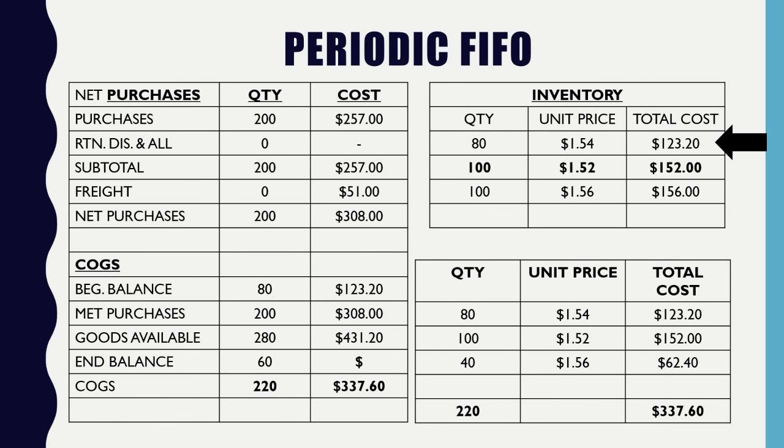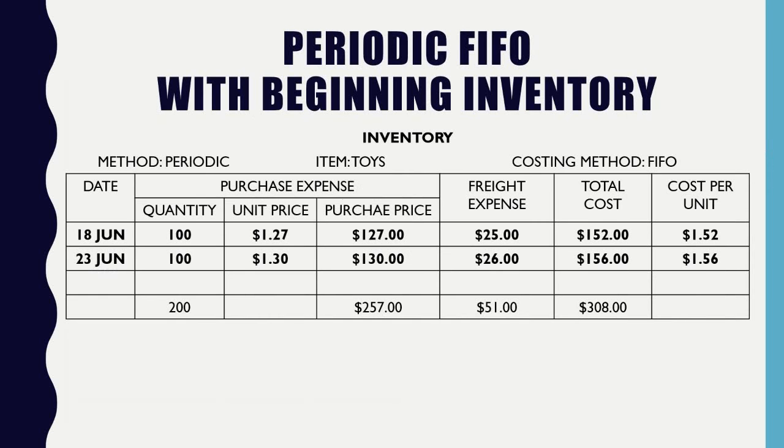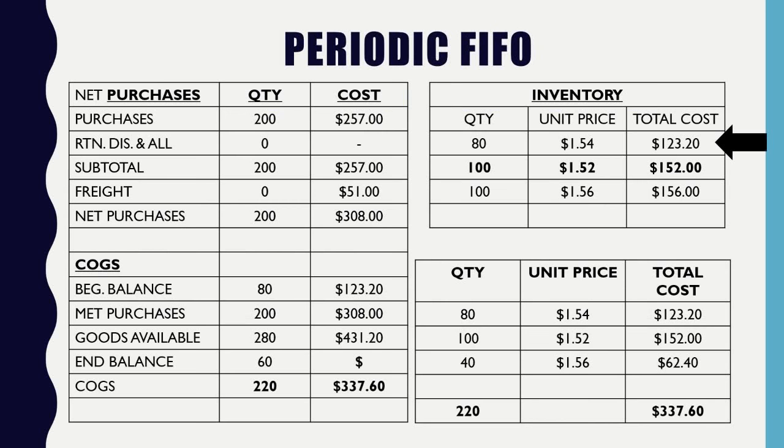Okay, so as I mentioned before, those numbers that we calculated from the table, we're going to bring down into your net purchases here. Okay, now notice this. My beginning inventory is going to be placed right here. So I have 80 units at $123.20. Okay, and that's going to be added together with your net purchases. We're looking at inventory at a grand total. We're looking at our goods available.